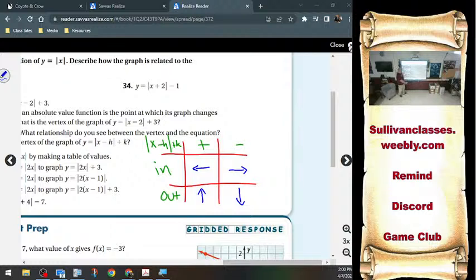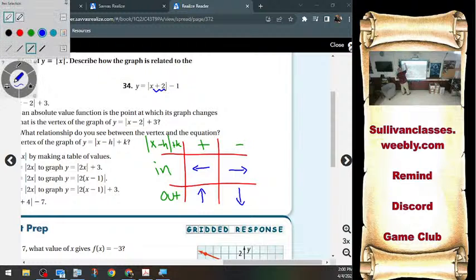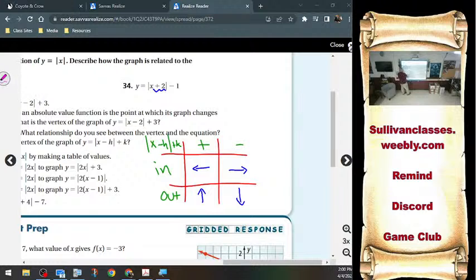How is the graph related? I see a +2 inside my absolute value brackets. It's positive, it's inside. It heads left, left 2. I just got to use my big kid words and say horizontal translation, left 2.